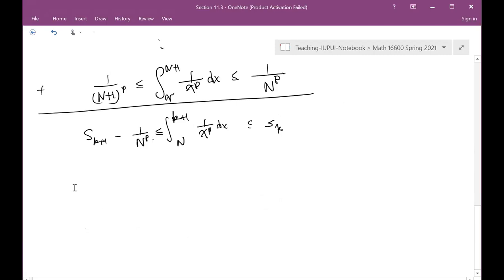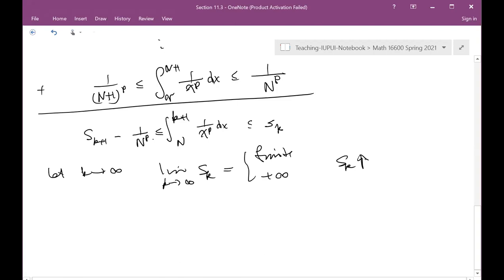Now let k go to infinity. What you get is, let k approach infinity. First of all, the limit is finite or positive infinity. You know why? Because this s_k is an increasing sequence, so it's going up, right? Every time you add positive terms.